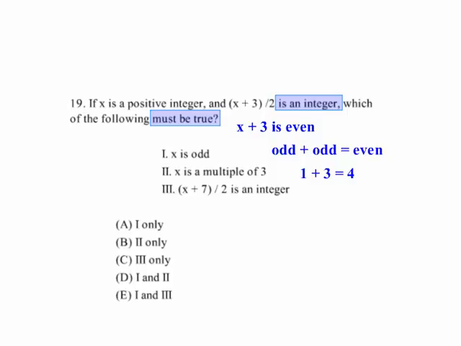Well, if we look at it, that tells us x has to be odd. But does it have to be a multiple of 3? No, we've already said it could be 1. So that's not a multiple of 3. But since it's an odd number, when we add an odd number to another odd number, in 7's case, (x plus 7) over 2 would also be an integer. So 1 and 3 are true.